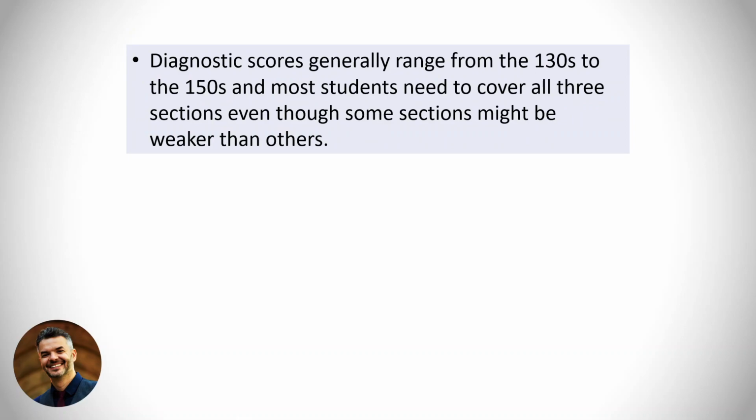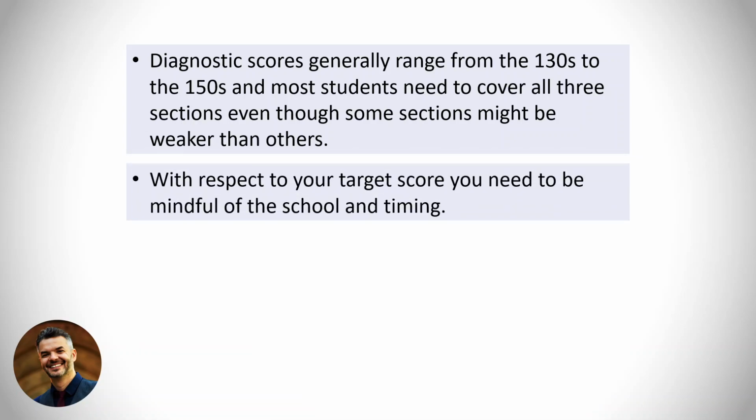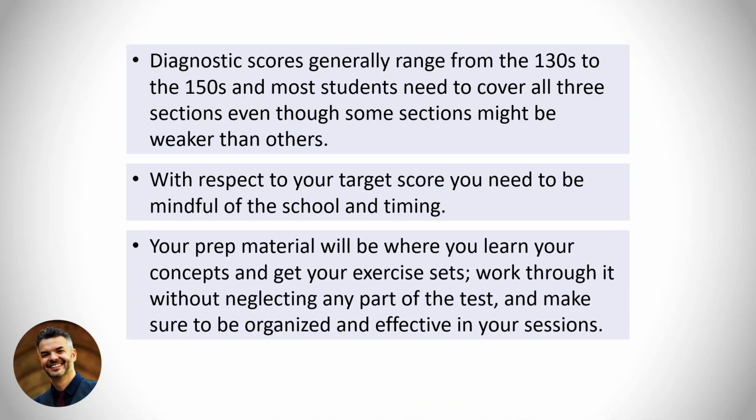All right. So to recap, your diagnostic scores generally range from the 130s to the 150s, and most students will need to cover all three sections, even though some sections might be weaker than others. With respect to your target score, you need to be mindful of the school and the timing. And your prep material will be where you learn your concepts, get your exercise sets, work through it without neglecting any part of the test, and make sure to be organized and effective in your sessions.